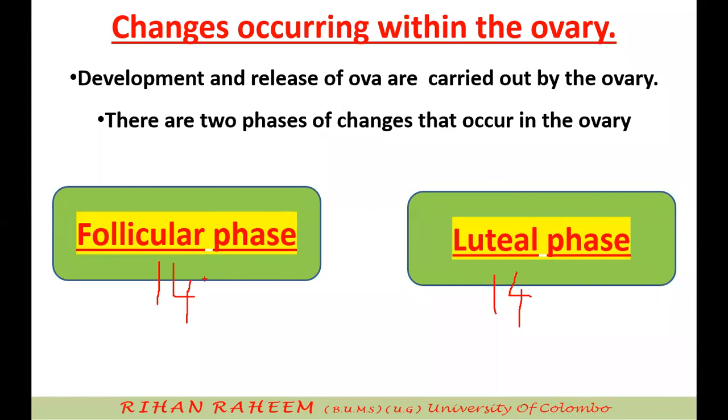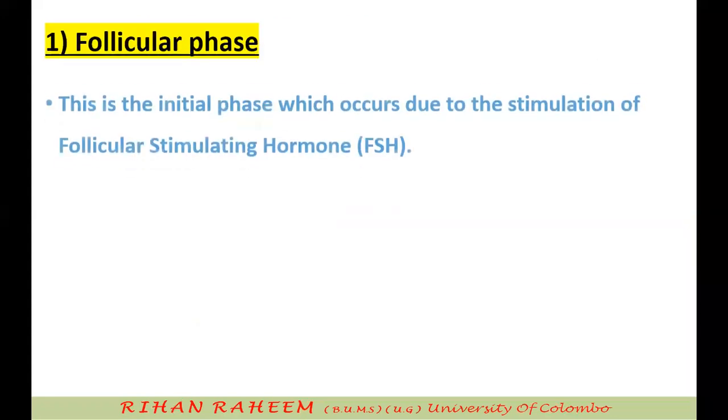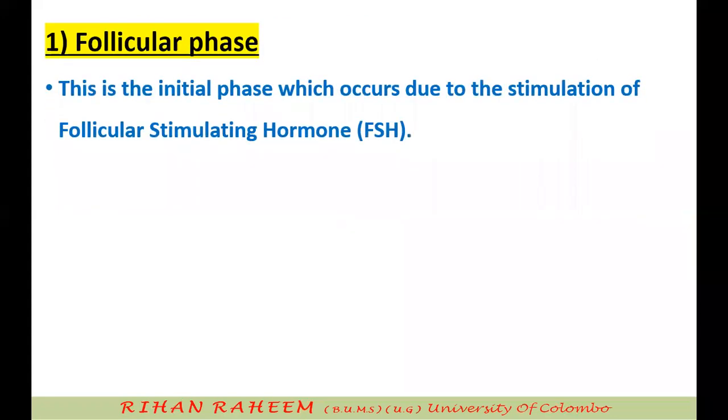First 14 days, what is happening? The follicular phase. Listen to the word follicular phase. The second 14 days, luteal phase. These words are important. Follicular phase, luteal phase. When you look at the follicular phase, this is the initial stage, which occurs due to the stimulation of which hormone? Follicle stimulating hormone, FSH. The follicular phase is stimulated by the follicle stimulating hormone. Though the words are the same, F and F.